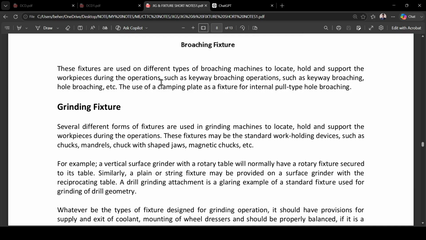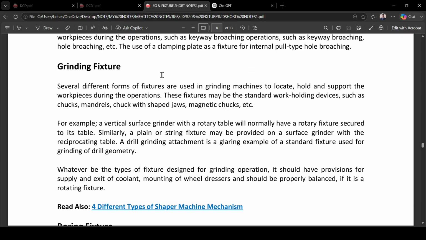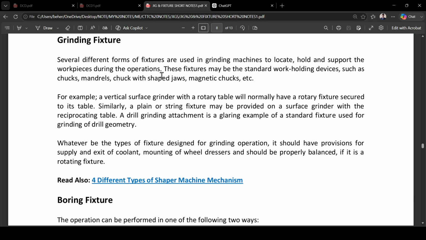Then what is grinding fixture? There are different forms of fixtures used on the grinding machine to locate, hold and support the workpiece during the operation. This fixture may be a standard work holding device such as chucks, pendants. This is the grinding fixture.